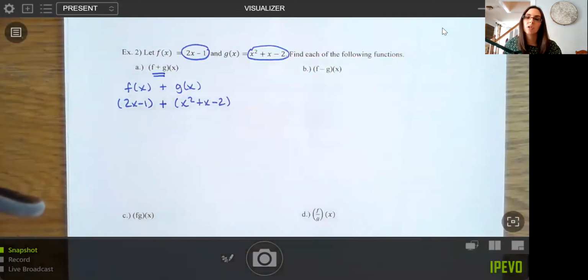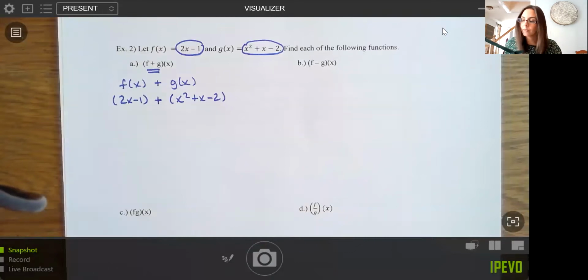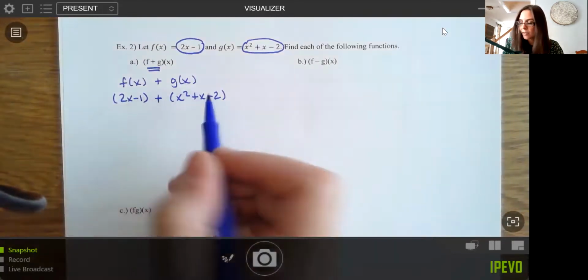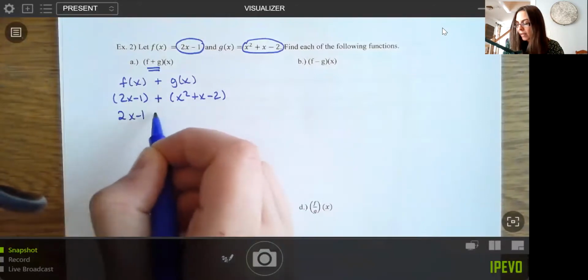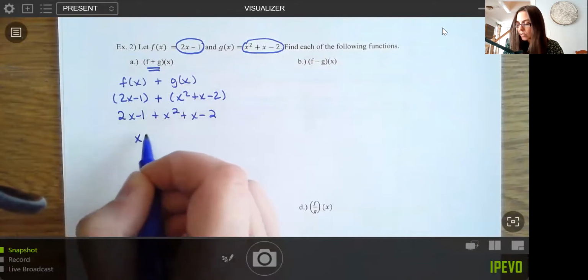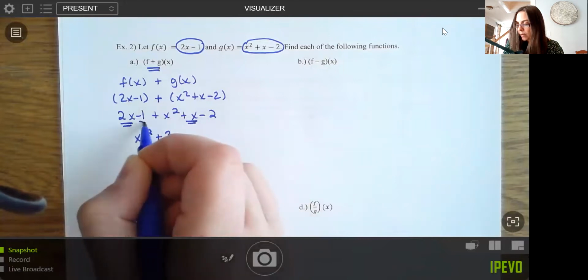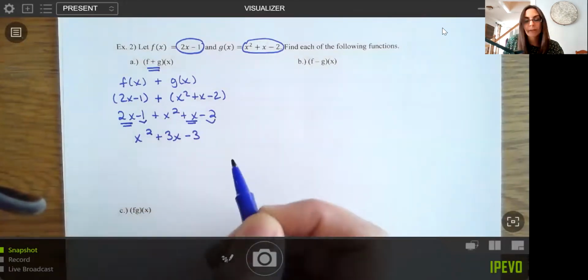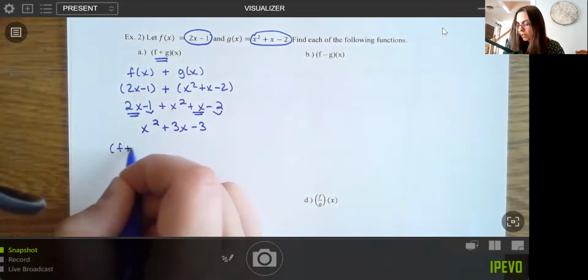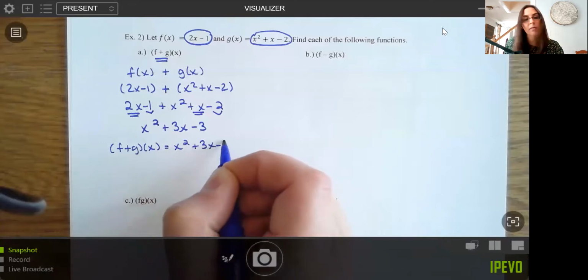Now I'm using parentheses just to show you the two functions. It's actually not necessary for addition, but you do need it for your subtraction and multiplication and things. So it's just a good idea to start with the parentheses, and then you can decide if you need it afterwards. Here we're just adding, so there's nothing to really distribute here. I can rewrite it like this, and then I'm just going to combine like terms. So I have x squared, I have a 2x plus x, which is 3x, and then I have a minus 1 and a minus 2, which is minus 3. So f plus g of x is x squared plus 3x minus 3.